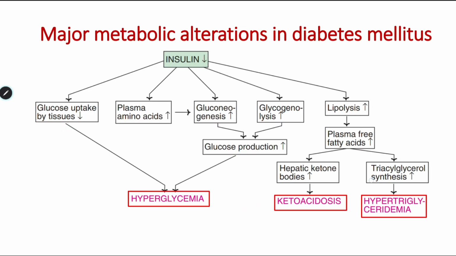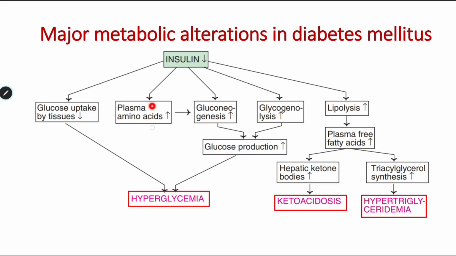So, what are the major metabolic alterations in diabetes mellitus? There is some degree of insulin deficiency, either absolute insulin deficiency because of decreased insulin secretion or relative insulin deficiency because of insulin resistance. So there is decreased glucose uptake by cells, and as a result, plasma amino acid levels are increased because there is also decreased amino acid uptake by cells, because insulin also is responsible for having amino acids transported inside the cells.